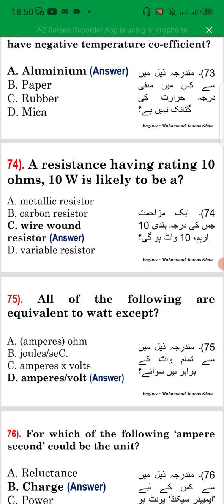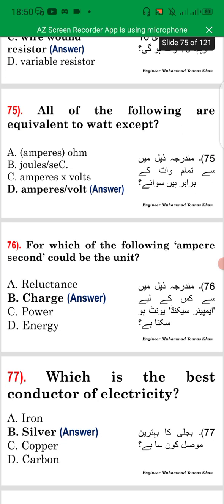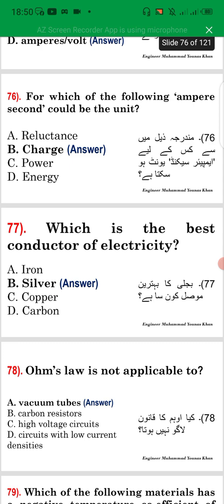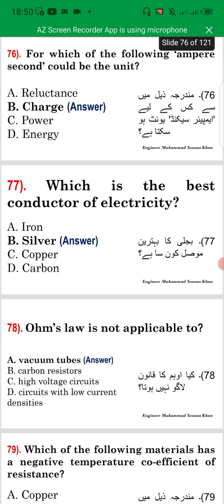All of the following are equivalent to watt except amperes squared ohm, joules per second, amperes times volts, amperes per volt. Answer: amperes per volt. For which of the following could ampere-second be the unit? Reluctance, charge, power, energy. Charge. Which is the best conductor of electricity? Iron, silver, copper, carbon. Silver.